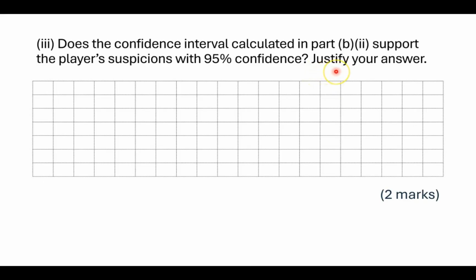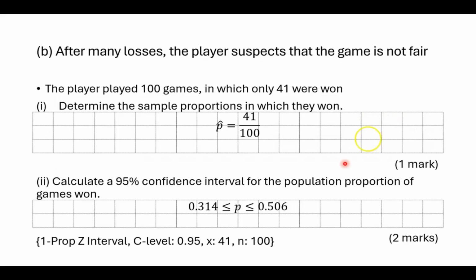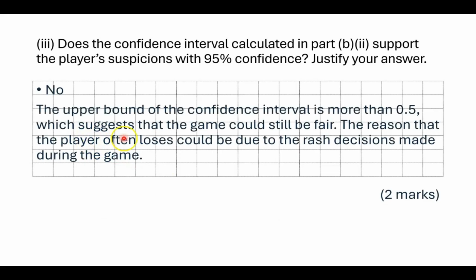This type of question, the response may vary, and the answer I provide is no, because the upper bound of the confidence interval is more than 0.5. If you recall, the upper bound is 0.506, and this suggests that the game could still be fair. So you can still have a 50% chance of winning. And you therefore cannot say with 95% confidence that the game is unfair. And the reason that the player often loses could be due to the rash decisions made during the game. Now this is the justification part, where you add more information to get the 2 marks.